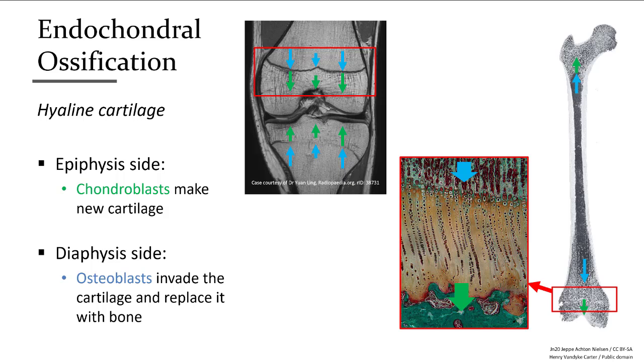In the image to the right, we can actually see a histology slide closer up, where the green arrow is representing where those chondroblasts, the cartilage cells, are going, and the blue in that histology slide is showing the bone cells invading.